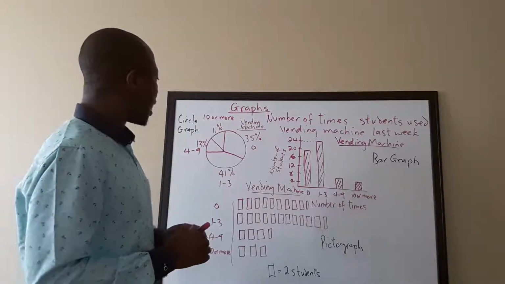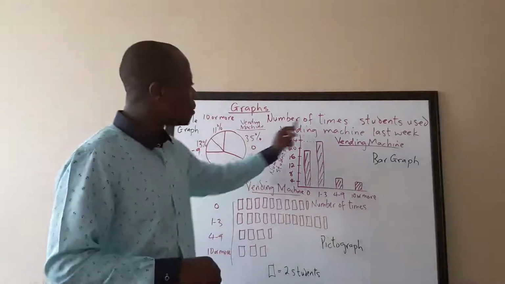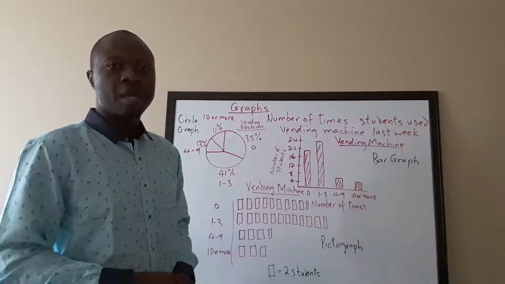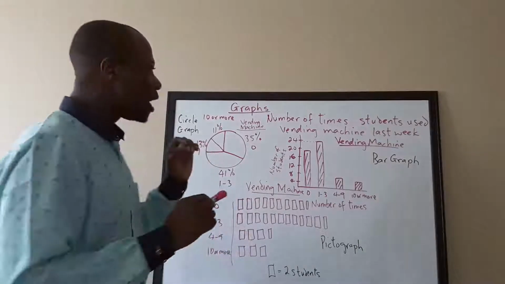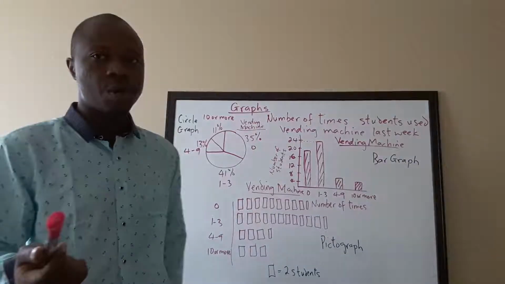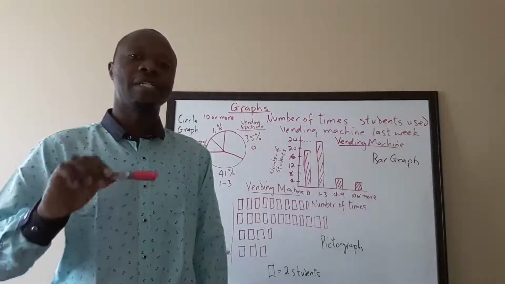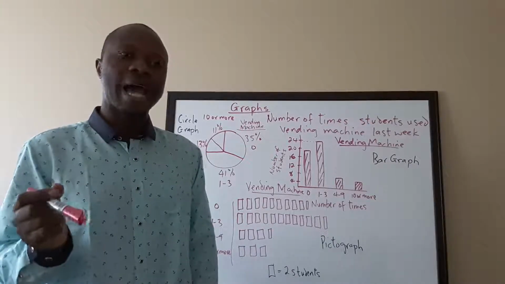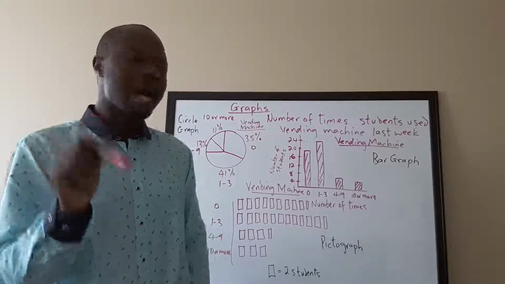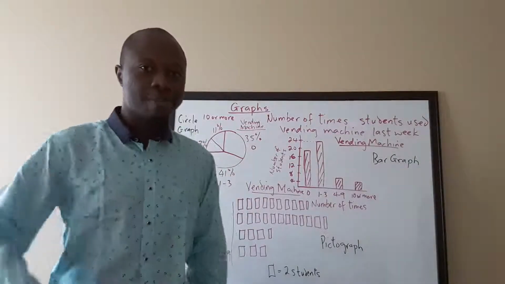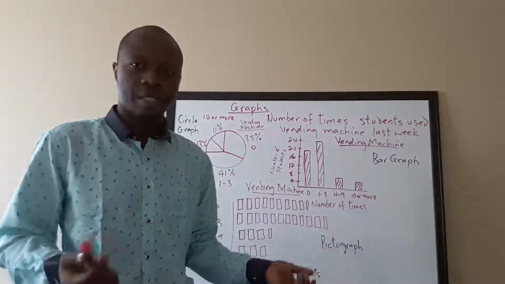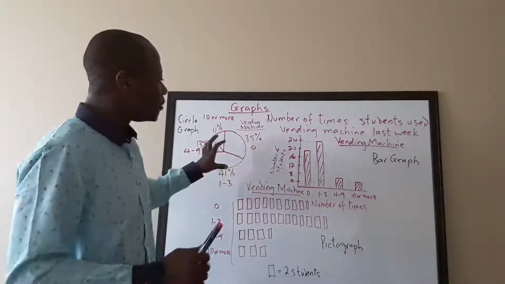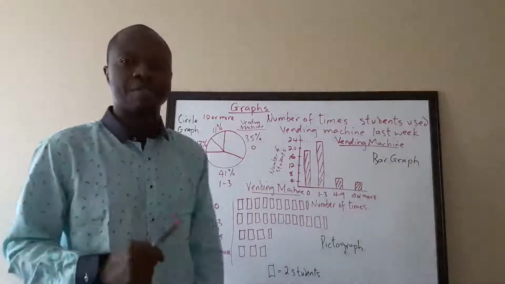So basically, I am trying to represent the same information with 3 different kinds of graphs. It's interesting that we are able to represent the same data with 3 different kinds of graphs, but it's important for me to explain that certain kinds of graphs are better to represent certain data than others. So I'm going to talk about the advantages and disadvantages of using each of these 3 kinds of graphs.